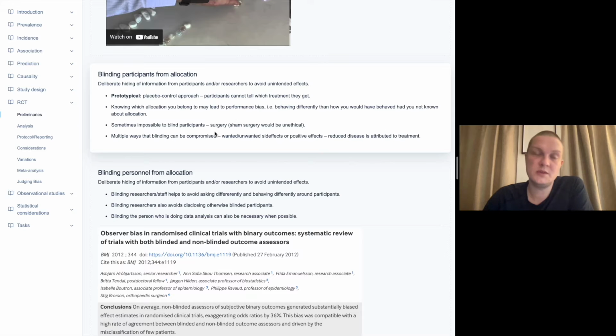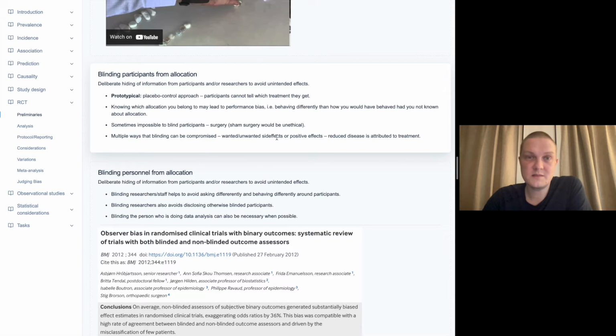Sometimes it's impossible to blind participants, or even unethical. Sham surgery, for instance, just opening people up and closing them again would be sort of unethical, just in order to hide treatments. And even if you did something like that, even when you're blinded, there's multiple ways that this can be compromised.